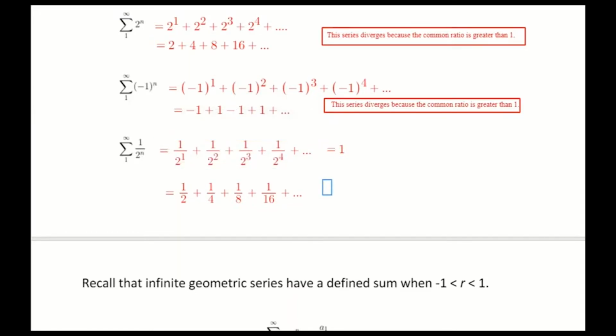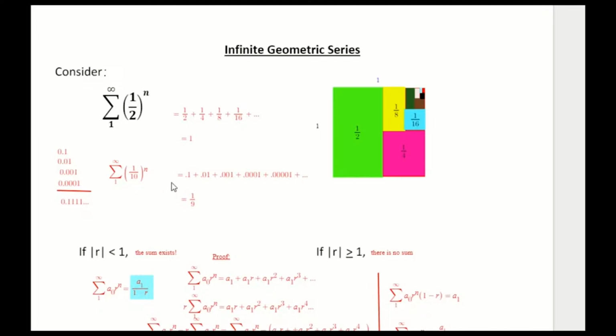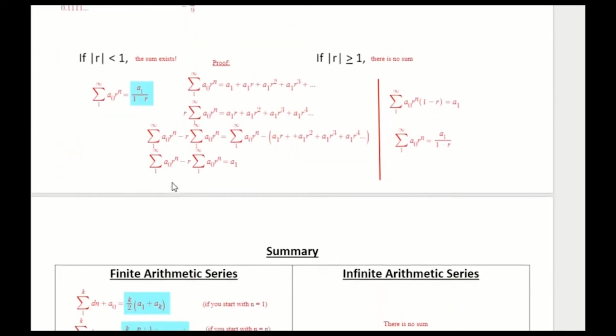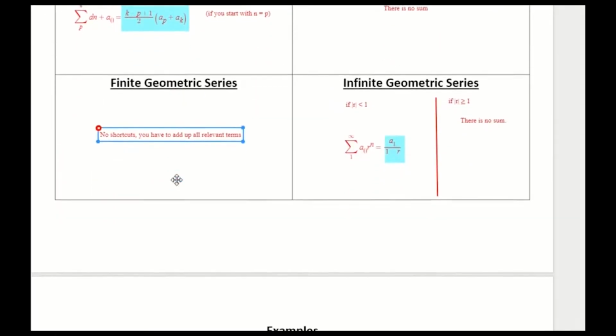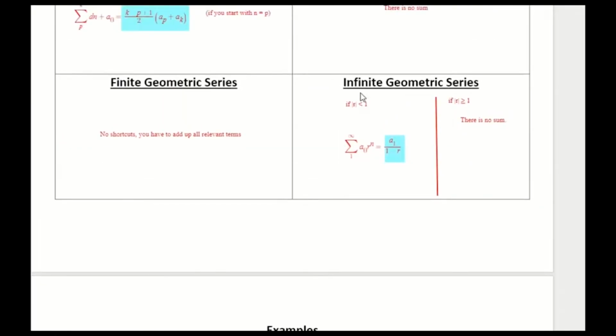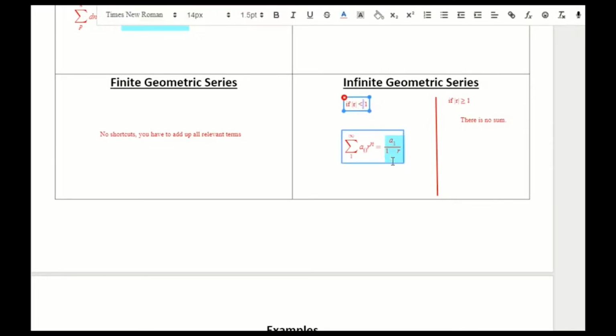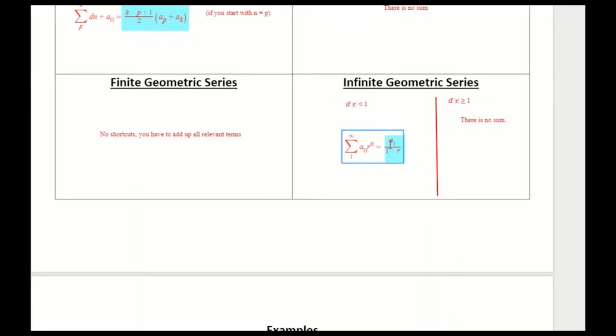I did give you a formula last time to actually compute it. Let's see here. Where did I write that down? Well, here's one place where I wrote it down. Okay, if the r value is between -1 and 1, and this is just another way of saying that, then we can compute the sum by using this little formula here.